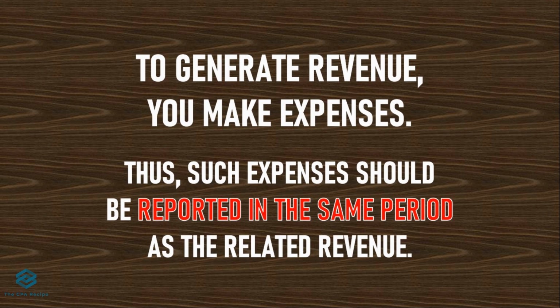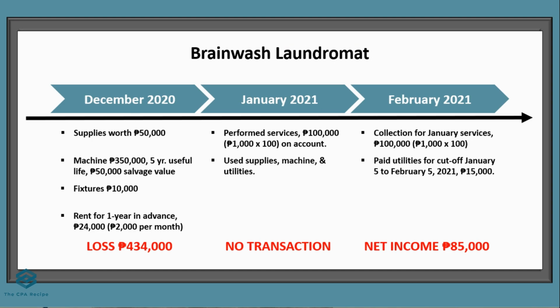Ibig sabihin, hindi ka pwede magkaroon ng income nang hindi ka gumagastos, Dud Parechong. Laging magkasama ang income at ang expense. For instance, sa example natin, nag-provide ka ng service ng January and therefore, hindi ka pwede maglaba, Dud Parechong, nang wala kang gamit na tubig, kuryente at sabon. As you can see in our example, dahil naka-expense na ang sabon at machinery ng December pa lang, ang expense na lang na nakamatch sa revenue ng February ay kuryente at tubig.